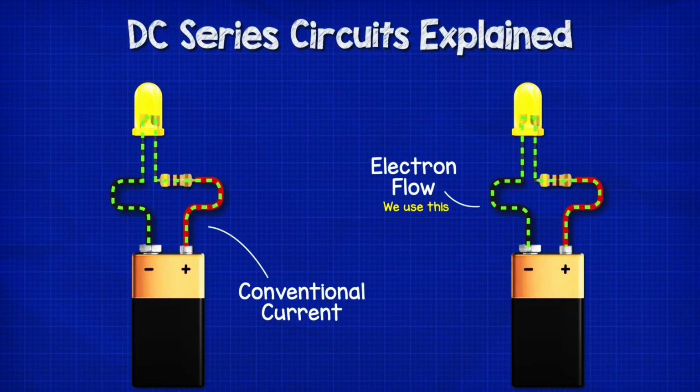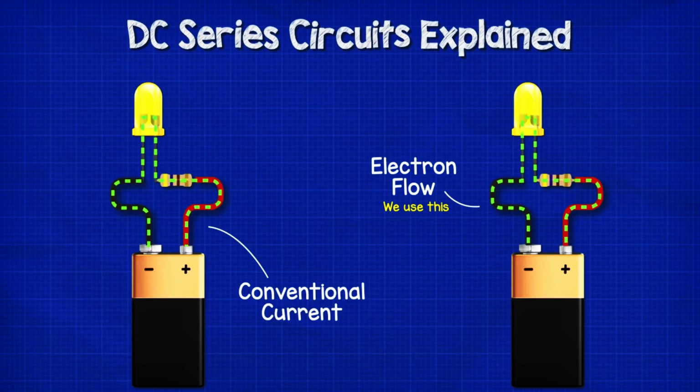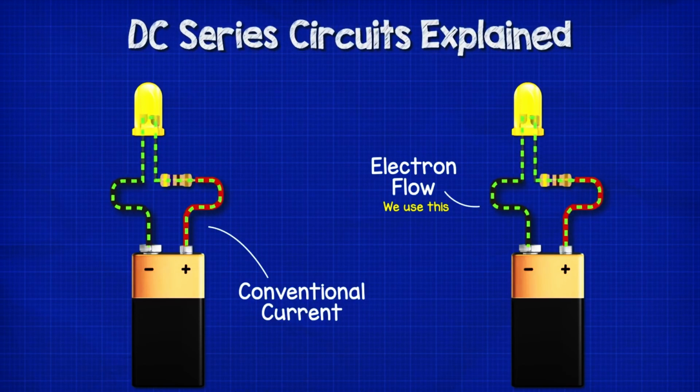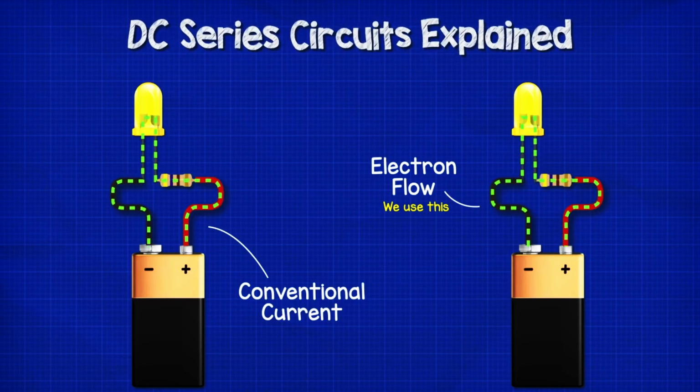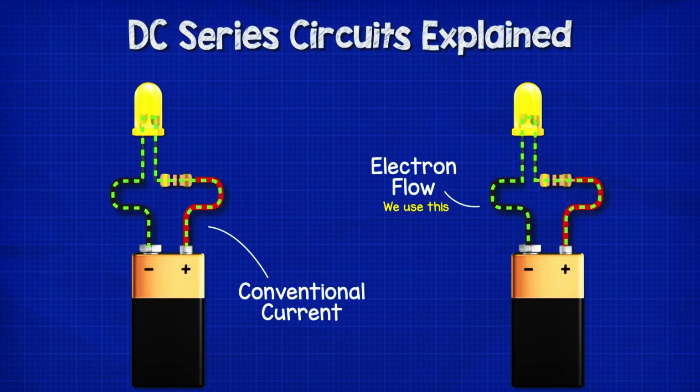You might be used to seeing conventional current, which is from positive to negative. Electron flow is what's actually occurring. Conventional was the original theory, but it's still taught because it's easy to understand. Just be aware of the two and which one we're using.